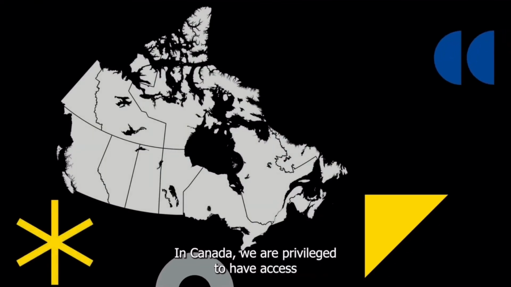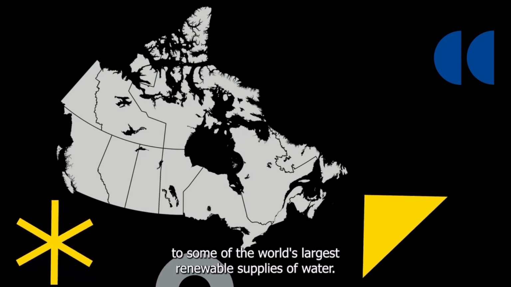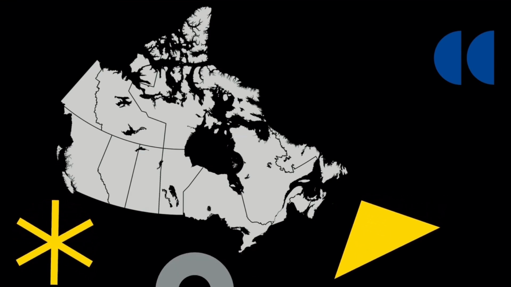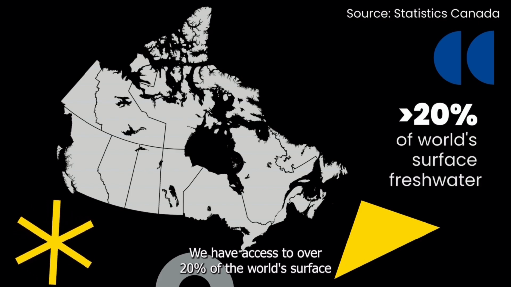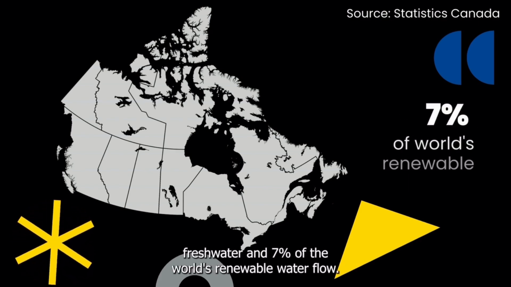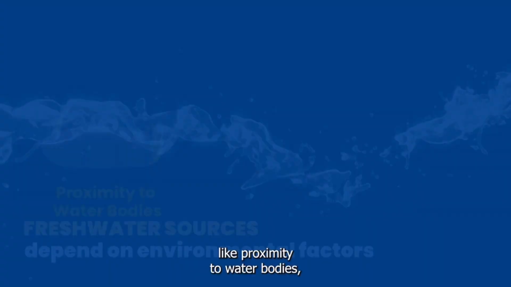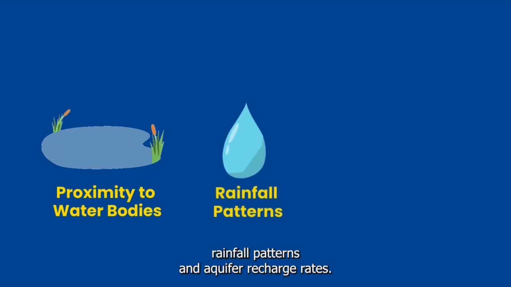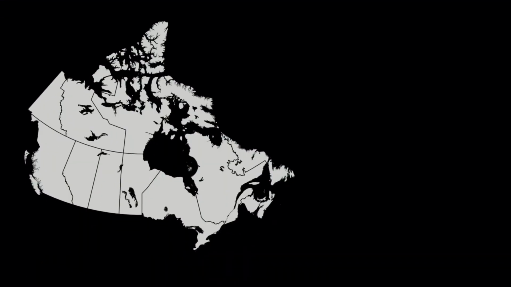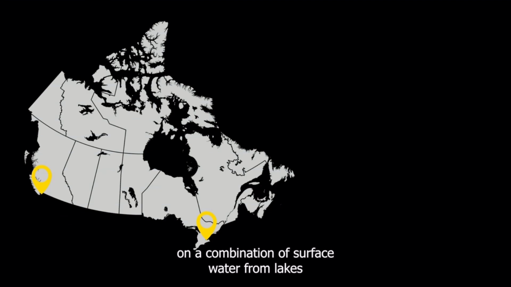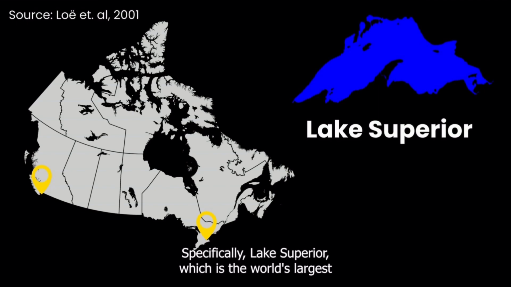In Canada, we are privileged to have access to some of the world's largest renewable supplies of water. We have access to over 20% of the world's surface freshwater and 7% of the world's renewable water flow. Different municipalities source their freshwater based on environmental factors, like proximity to water bodies, rainfall patterns, and aquifer recharge rates. For example, Toronto and Vancouver rely on a combination of surface water from lakes and rivers for their water supply, specifically Lake Superior, which is the world's largest freshwater lake by surface area.